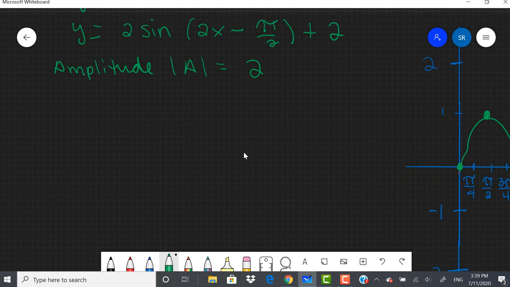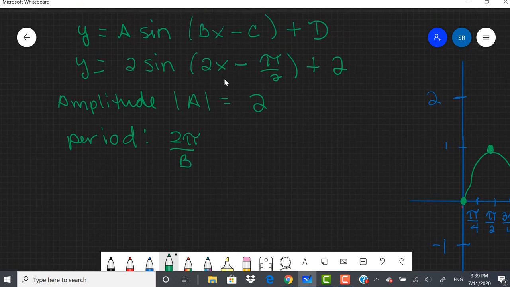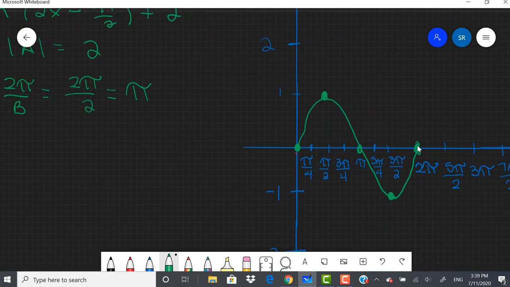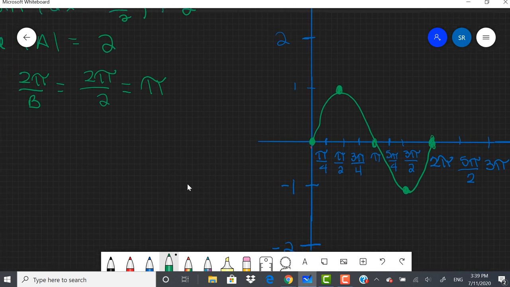All right, and our period or 1 cycle is always 2 pi over B. So in this case, our B here is 2. So this just equals 2 pi over 2, or just pi. Okay, so there we go. We got our amplitude and our period. So instead of going from 0 to 2 pi, our graph is only going to go from 0 to pi.